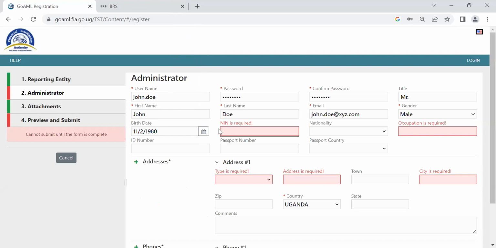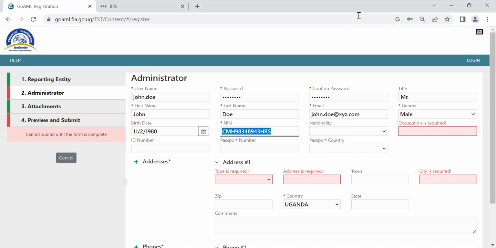Then we have the NIN. We verify this information. So make sure you capture the correct NIN during registration. I know people have to look for their NIN, so let's give them a minute for this part.